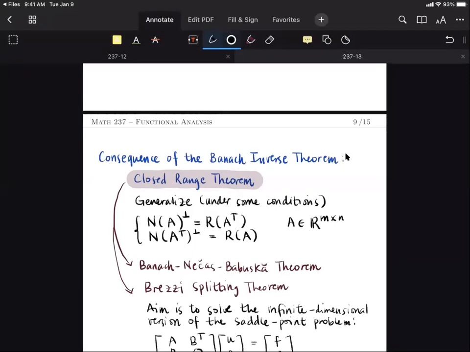So that's it for the consequences of the Baire category theorem. And in the succeeding lecture, we will discuss the weak and weak star topologies. So see you then.